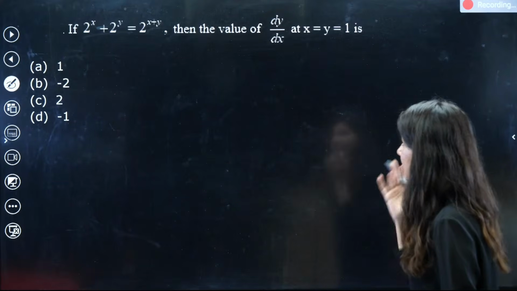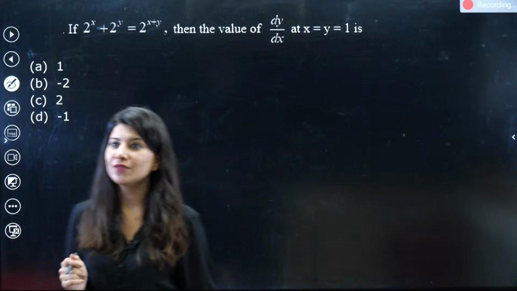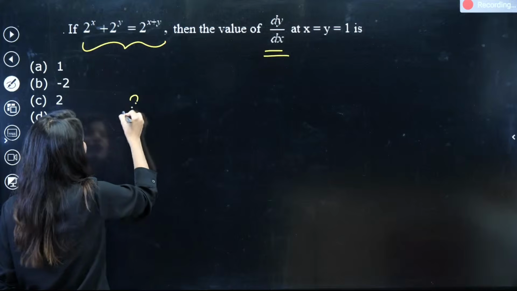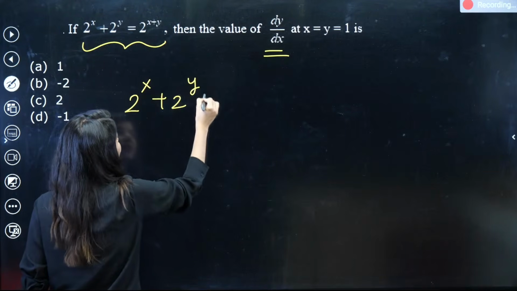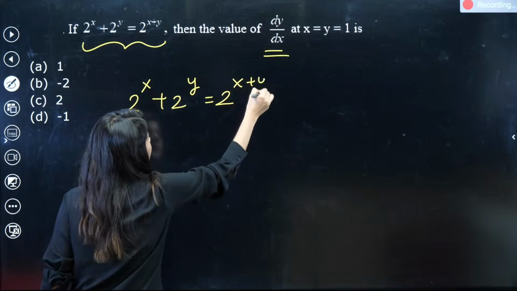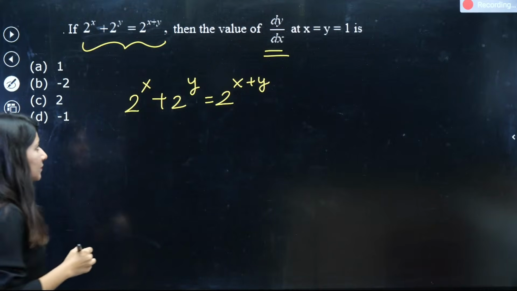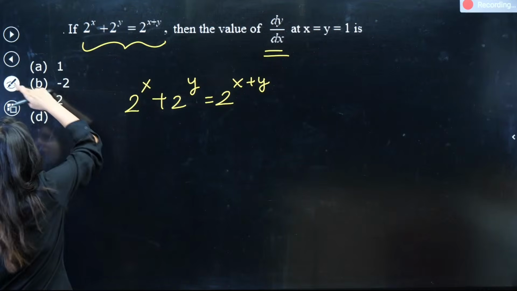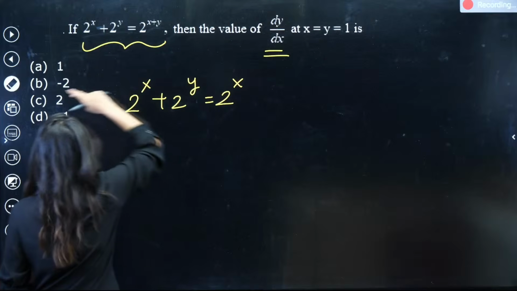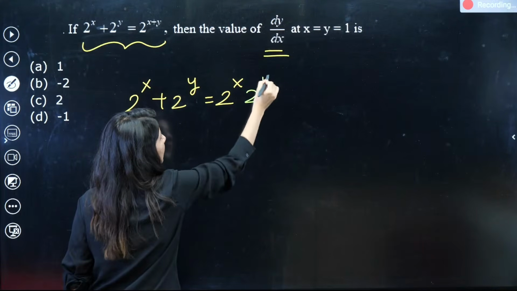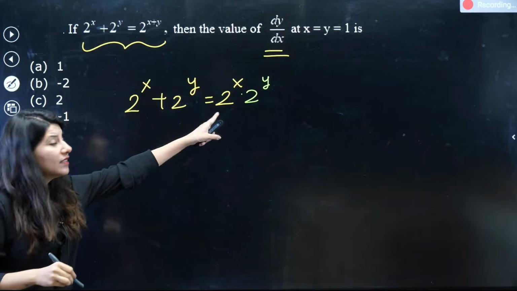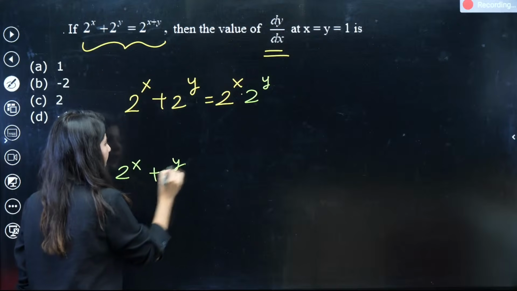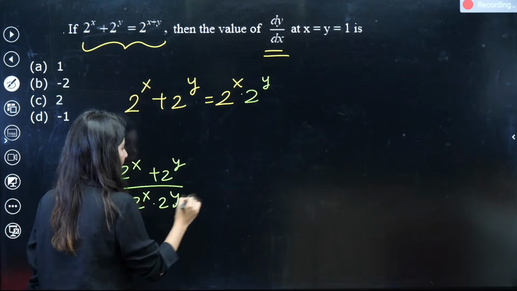Okay. All right. So now we have this question wherein we have to figure out dy by dx, and this function is given to us, which is 2 raised to power x plus 2 raised to power y equals 2 raised to power x plus y. So 2 raised to power x plus y, can I write it as 2 raised to power x times 2 raised to power y? And what I'm going to do is divide the left hand side by these values. So 2 raised to power x plus 2 raised to power y upon 2 raised to power x times 2 raised to power y is equal to 1.